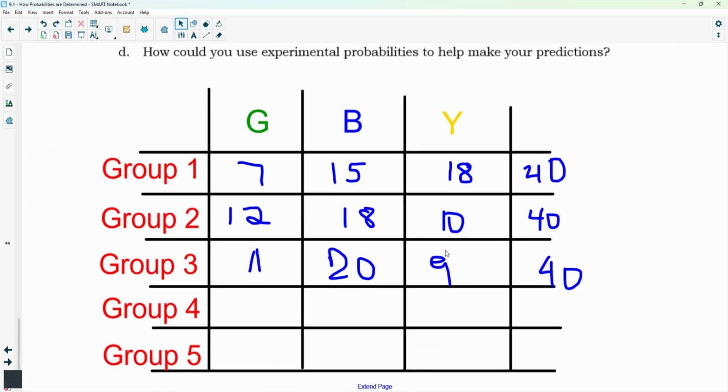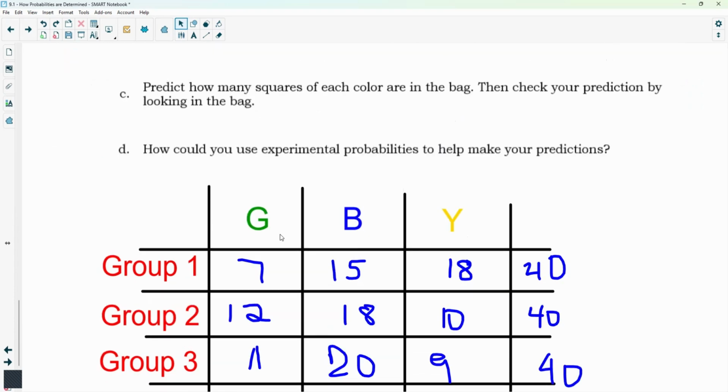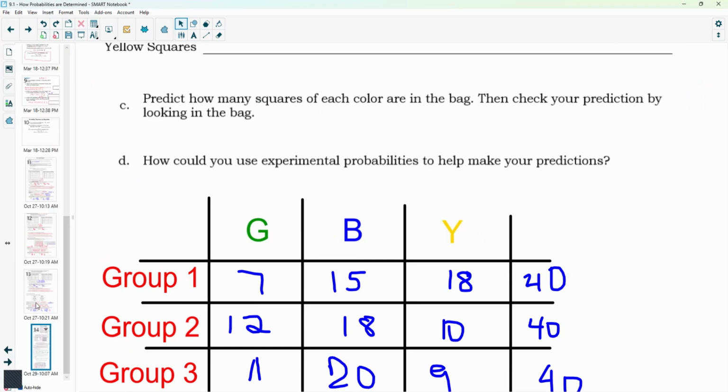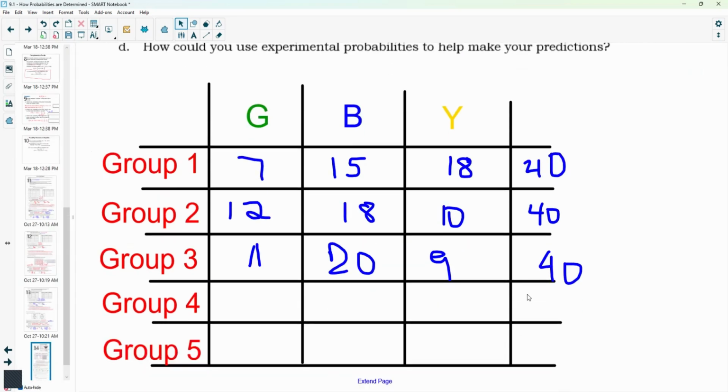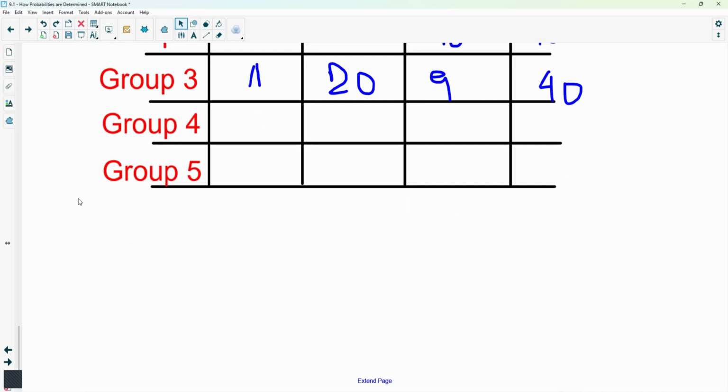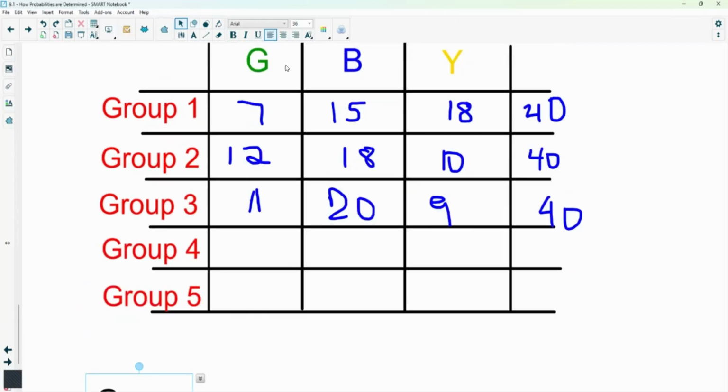And these are just some of my data for my students. But basically, you set up a proportion. Let me see, did I write it down in here? I don't think I did. But you set up a proportion to be able to figure out how many in each group. So you would type, for example, green, and then say we were using this first group, right? Their data, 7, 15, 18, and 40, right?